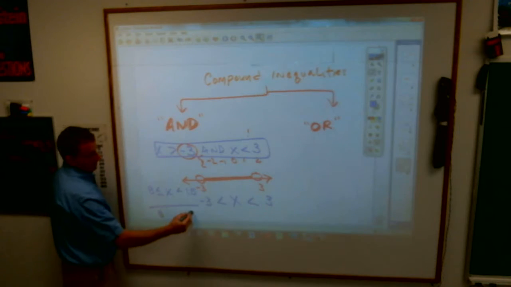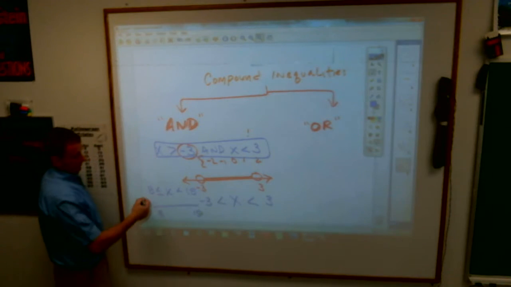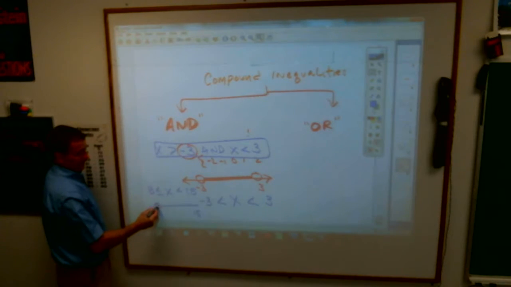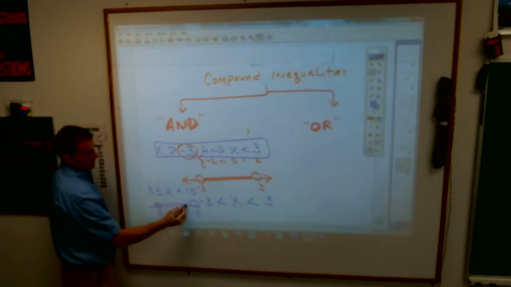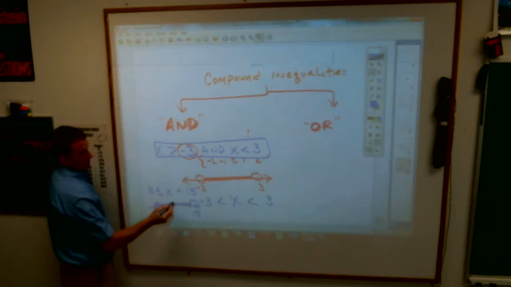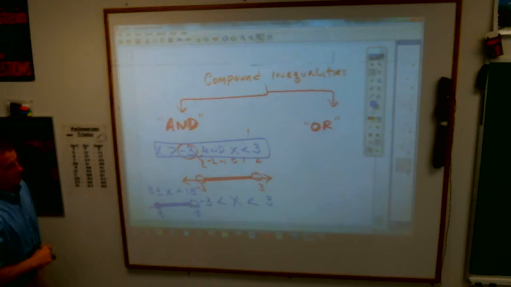You have an 8, you have a 15. Because of the equal sign, it can equal 8, so you have to color in the dot on that one. No equal sign, so it's open, and you color in the stuff in the middle.